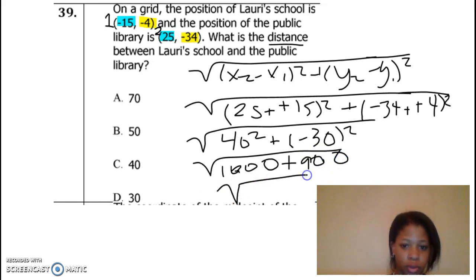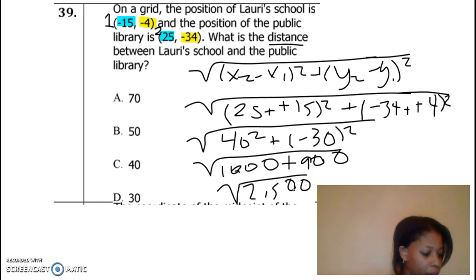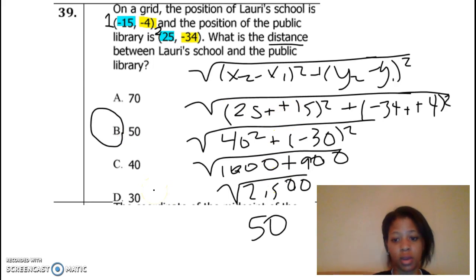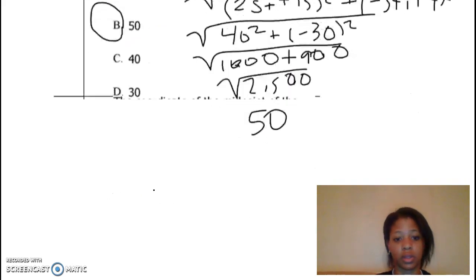Next up, I need to add those two numbers together. So 900 plus 1,600 gives me 2,500. And then I need to find the square root of that, which is going to be 50. Okay, so my answer would be 50. Just plugging it in and simplifying one step at a time. Pause and rewatch the examples if you need to.